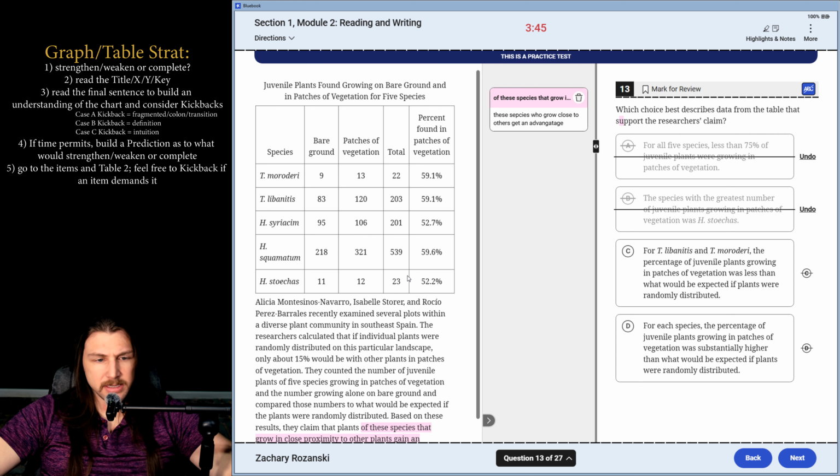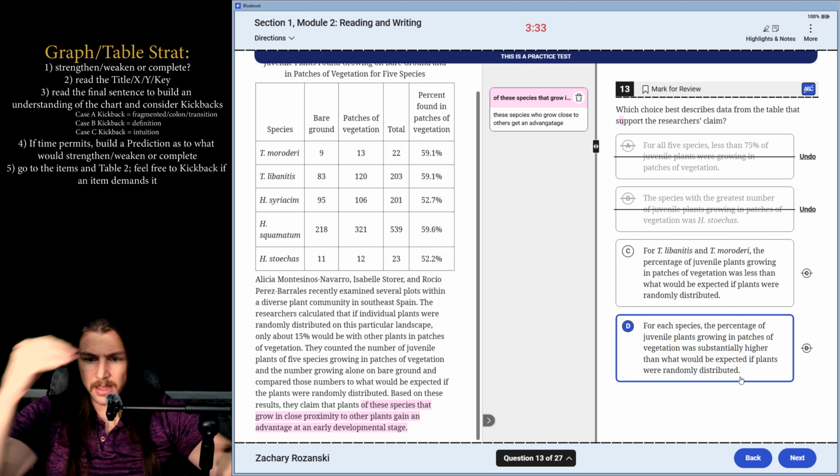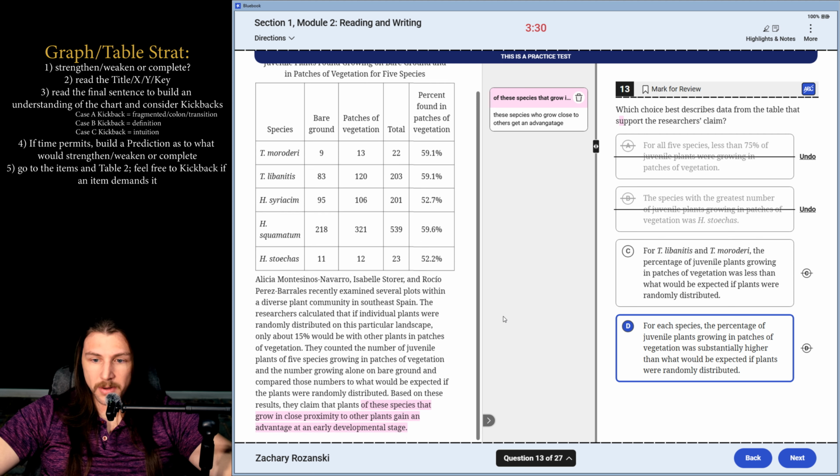For T-lib and T-more, these top 2, the percentage of juvenile plants growing in patches of vegetation was less than what would be expected if plants were randomly distributed. I don't know what that means, so I'm going to go on to C. For each species, the percentage of juvenile plants growing in patches of vegetation was compared to what would be expected if it was randomly distributed. What does it mean to be randomly distributed? The researcher calculated that if individual plants were randomly distributed, only about 15% would be with others. So it's going to be this one. The percent were growing with less, no. Those are both more than the 15%. D is going to be my answer.